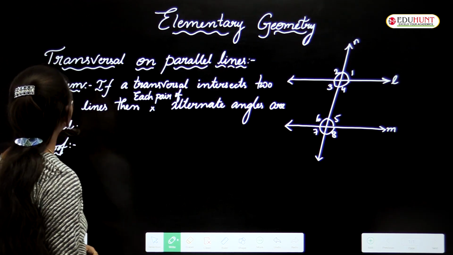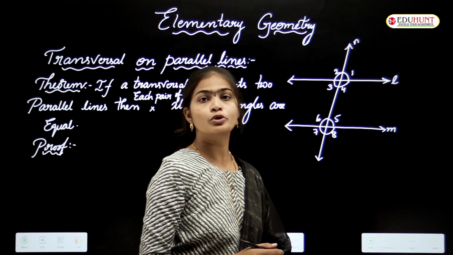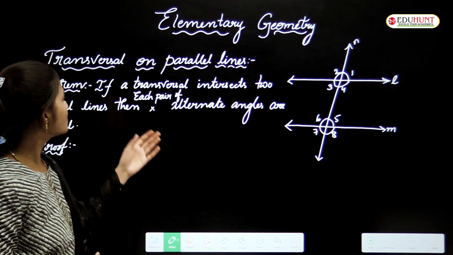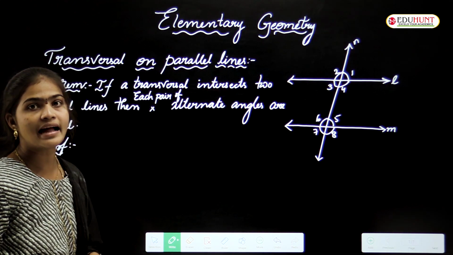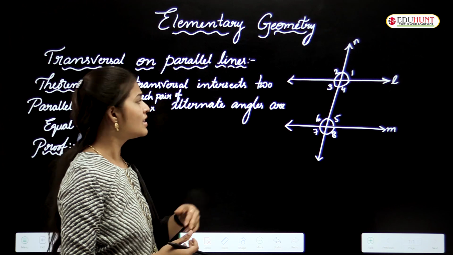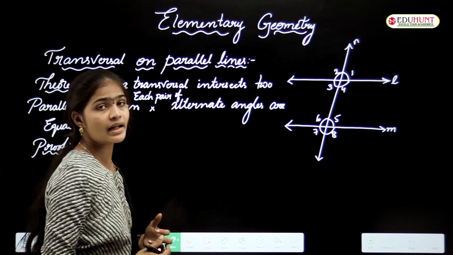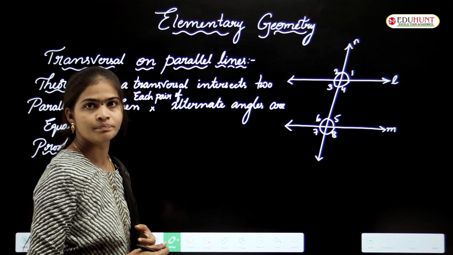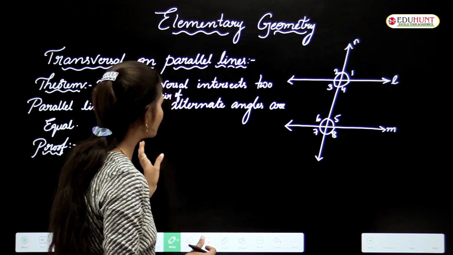So here see that theorem. What is the theorem? If a transversal intersects two parallel lines, then each pair of alternate angles are equal. Just now we discussed it, but in the form of a proof, to show why those two angles are equal. Already by using angles we proved that, but here once say that theorem.